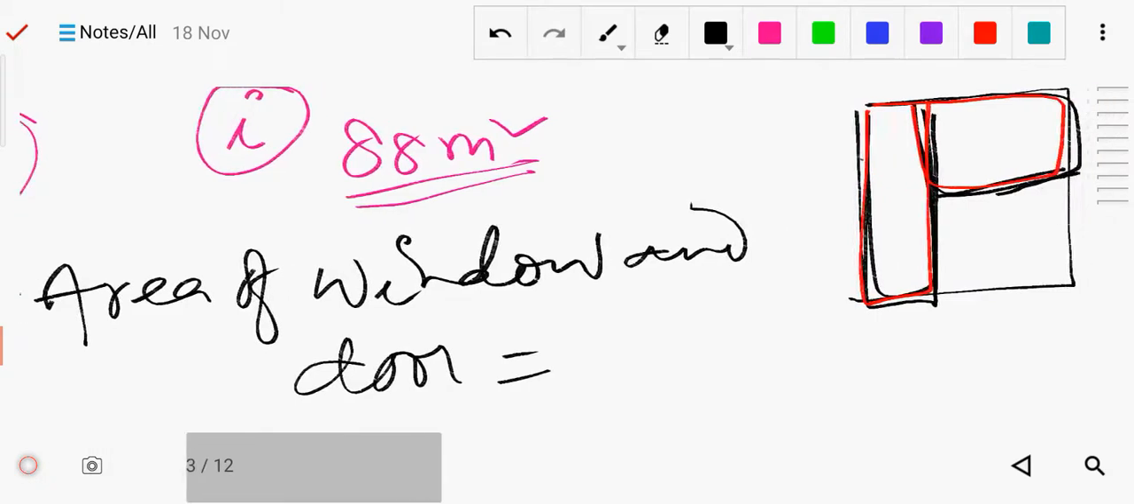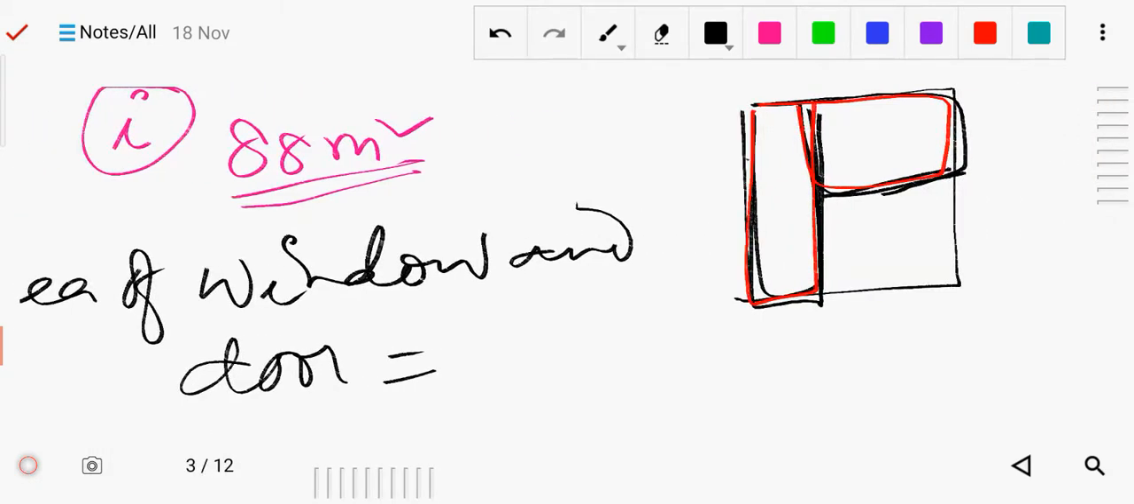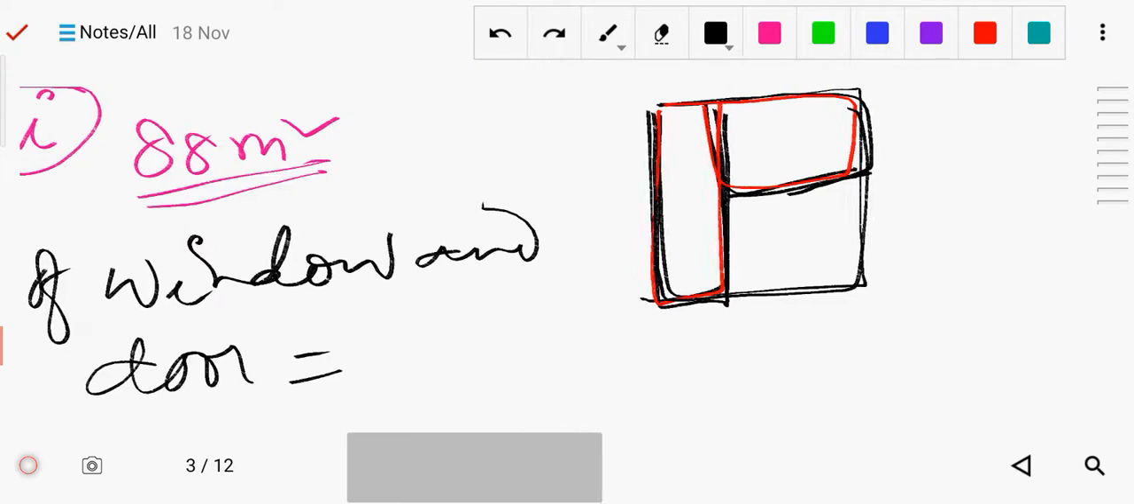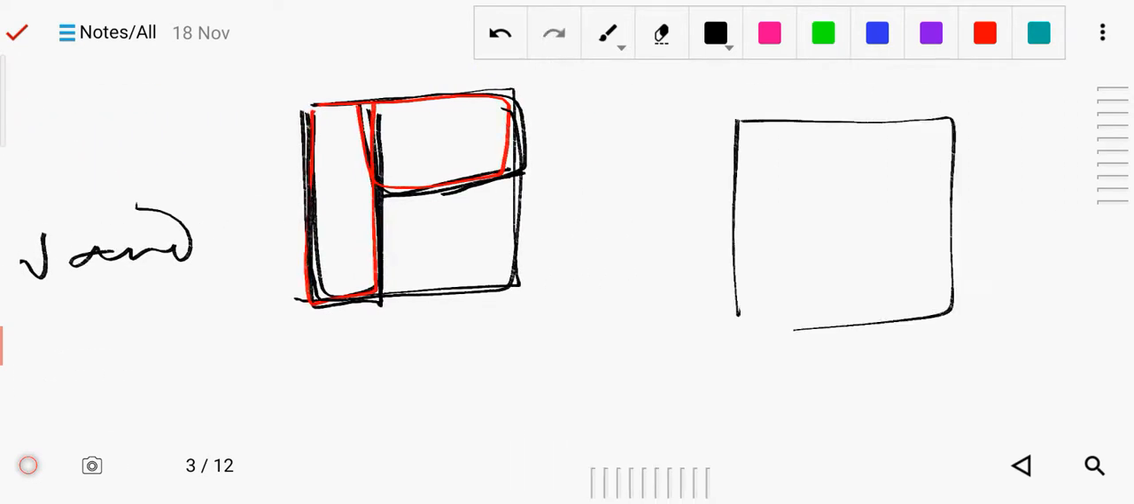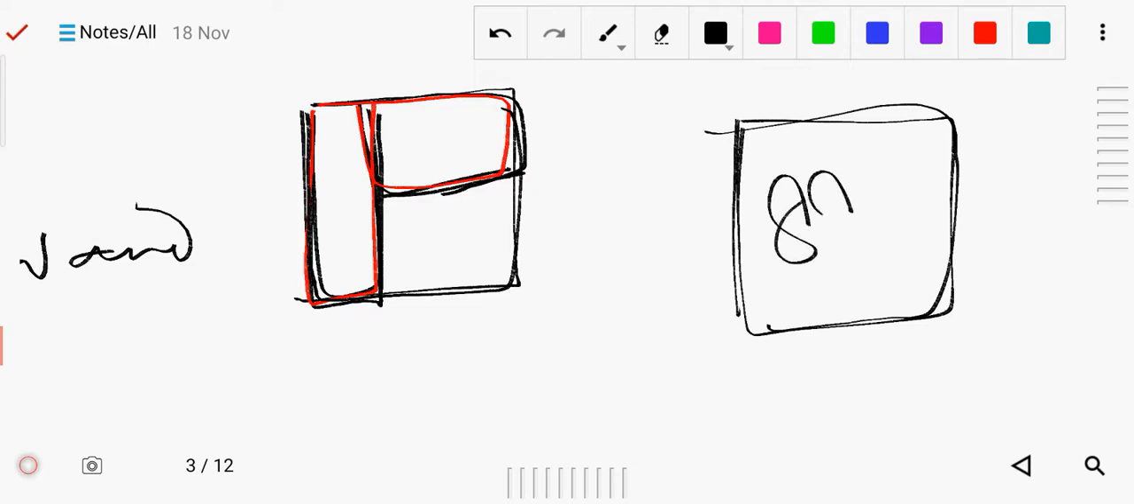It is given in the question that the window and door in the above room are made up of 20% of wall area, meaning whatever this wall is. Here you can understand, suppose this wall, we got the area 88.